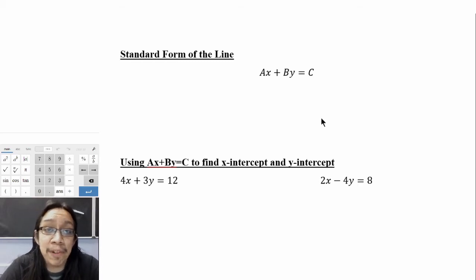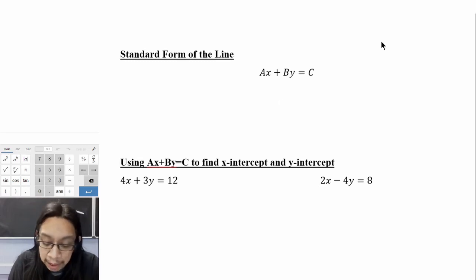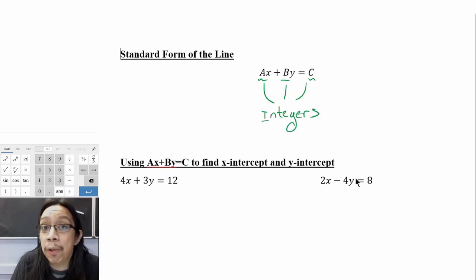Like I mentioned before, the standard form of the line is one of the three ways that we could write a linear function or a linear equation. More specifically, the standard form of the line looks like this: Ax plus By is equal to C. One thing that you need to keep in mind about the standard form is that A, B, and C are just regular old integers, which means that they could be whole numbers that could either be positive or negative.